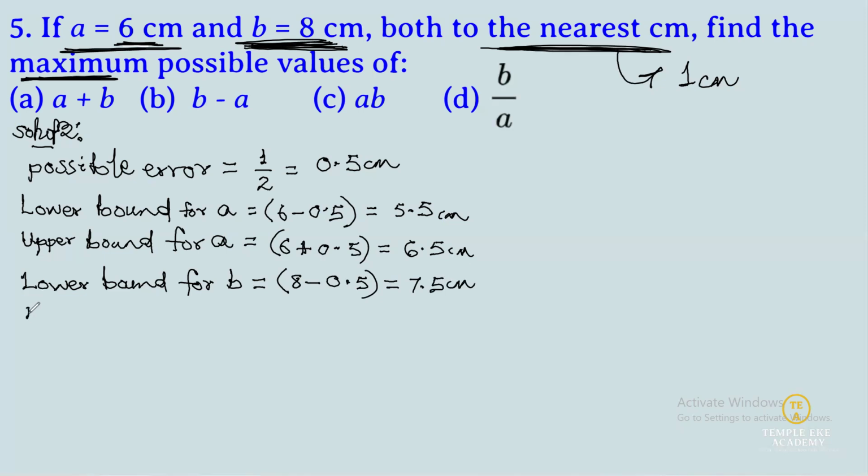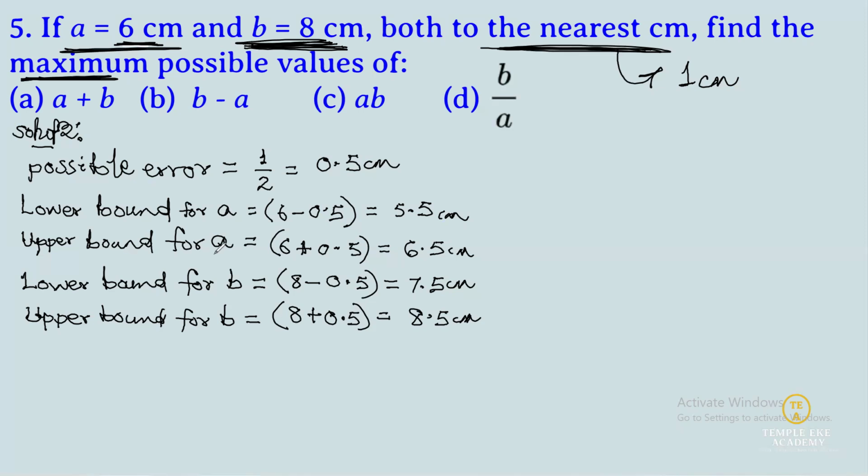Finally, the upper bound for B is going to be given by the sum. This is 8 plus 0.5, and this is going to give us 8.5 centimeters. Now we can summarize our values ready for the main calculations.